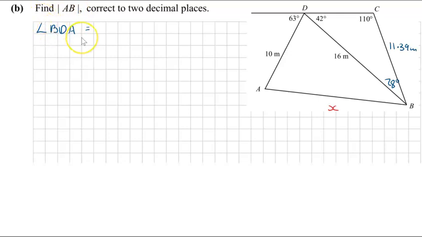So the angle BDA, so this angle here, is going to be 180 degrees minus 63 degrees minus 42 degrees, which is 75 degrees. Because these angles here are on a straight line, and the angles in a straight line add up to 180 degrees. So 63, 75 and 42 together add up to 180 degrees because the angles on a straight line add up to 180 degrees.